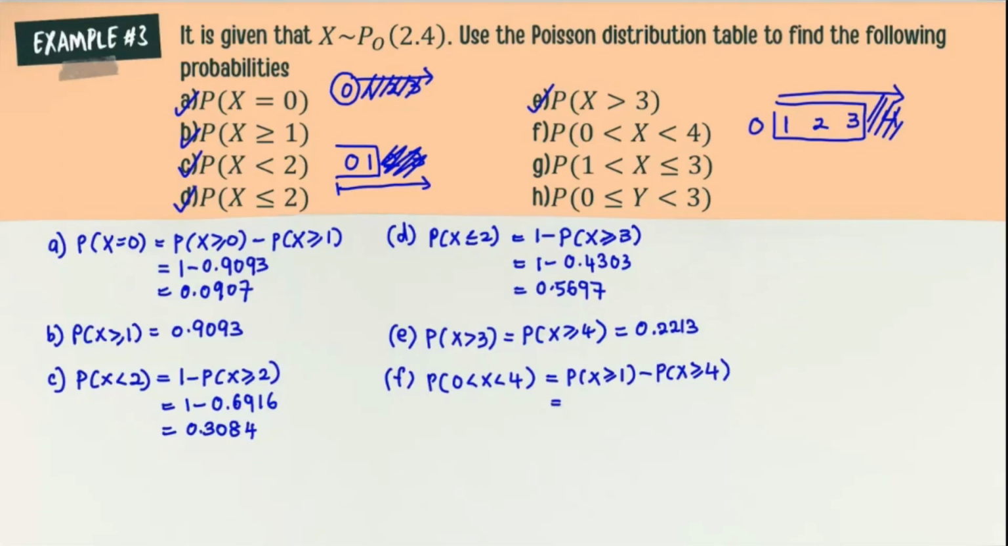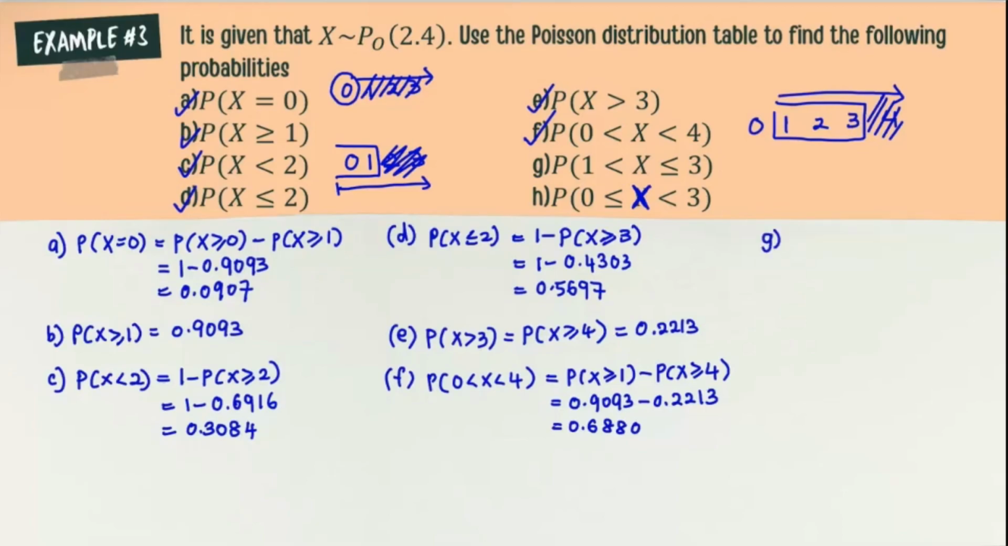So 1 kita dah cari tadi, 0.9093 minus 4 jawapan yang atas, 0.2213. So 0.9093 minus 0.2213, kita dapat jawapan 0.688. Okay, kalau nak bagi dalam 4 decimal places, dia akan jadi 0.6880 lah. Okay, so ini untuk F. Sorry, sini salah lah, sini X patutnya. Oh nampak. Okay, so now G.